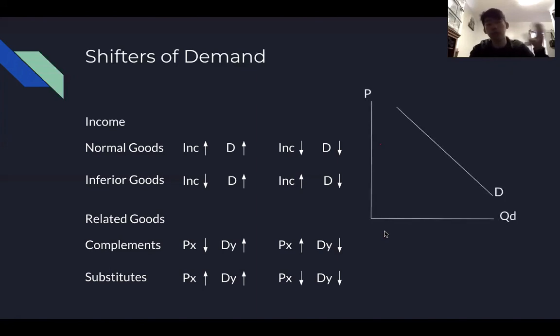Our demand curve is basic, downward sloping. An increase in demand is represented by a shift to the right, and a decrease in demand is represented by a shift to the left.